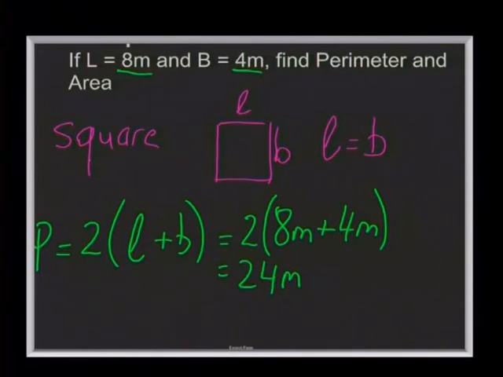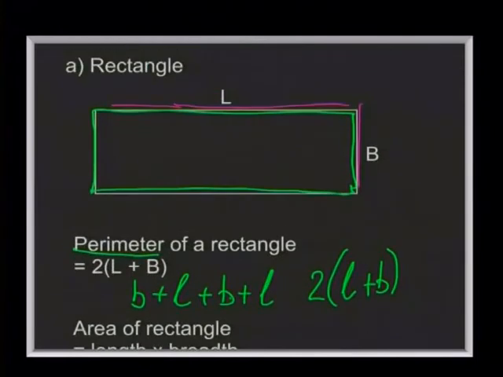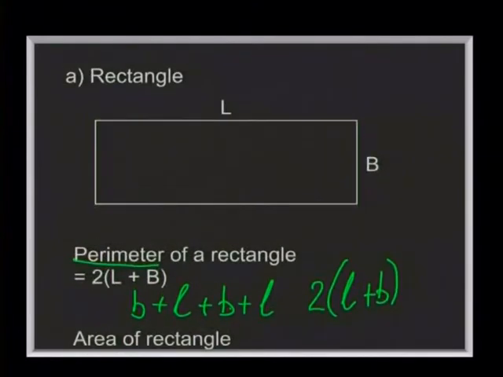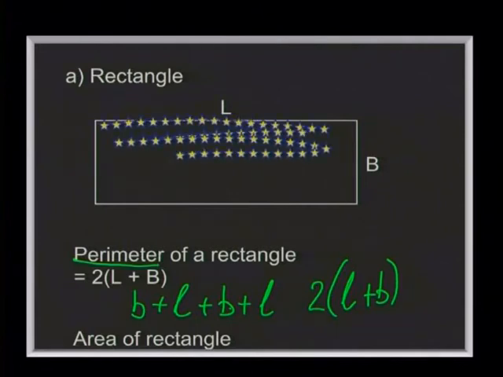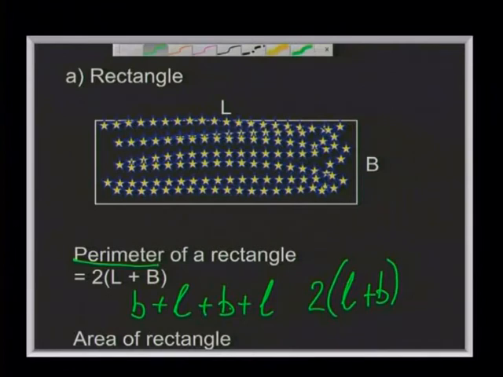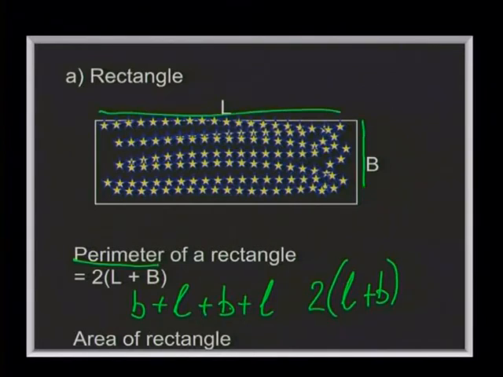Let's go back up and look at our area. So let's take these all away. And now we're looking at the area of the rectangle. The area of the rectangle is length times breadth. So we're looking at the space in the middle. This is my area. It is 2-dimensional. So I want the length times the breadth. Let's go do an example.